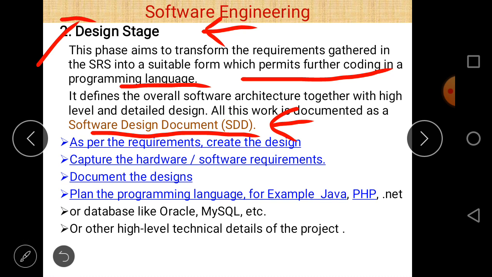So the software design document is basically a type of document with information related to the software or the overall system and software architecture. It covers design level, hardware and software requirements, documents the design, and basically plans the programming language, Java, PHP, or SQL. This type of information is part of design stage. So in design stage, there is the overall software architecture and information such as what type of programming language, Java, PHP, .NET, is used, the type of database, Oracle, MySQL, and some other information, and low-level and high-level design, the core type of design in design stage. This is part of the software design document. So this is part number two, design stage.